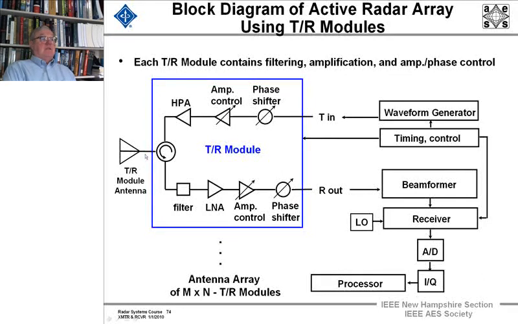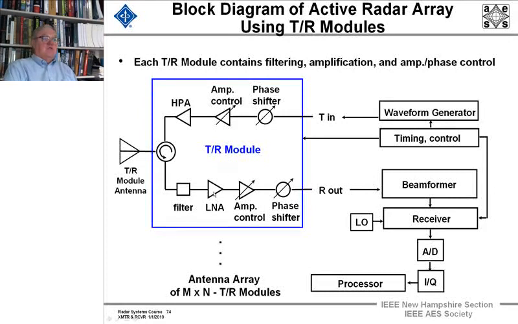And there's an antenna for that TR module at the output. And so you'll have in an array antenna N by M, if it's rectangular, TR modules. And you'll have timing, and a waveform generator will send signals in. There'll be control connections for timing and sending what the appropriate phase shifters should be to receive at a given angle.